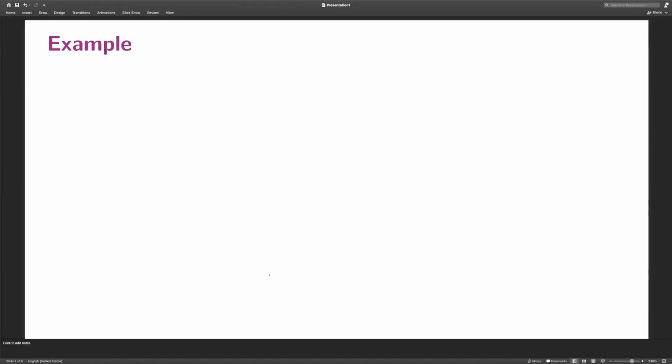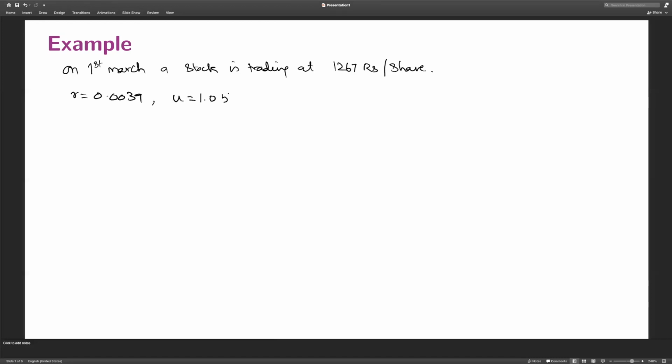Let's take an example. On 1st of March, the stock is trading at rupees 1267 per share, say. Let us take R equal to 0.0039, U equal to 1.0576, and D equal to 0.9155. Now for these parameters, let us try to see what will be the price of the option with strike K, where K is equal to 1260. Let's take the option to be a call option.